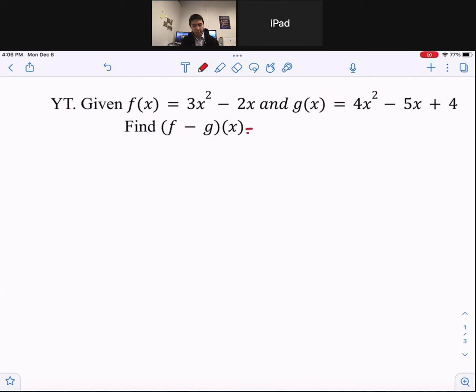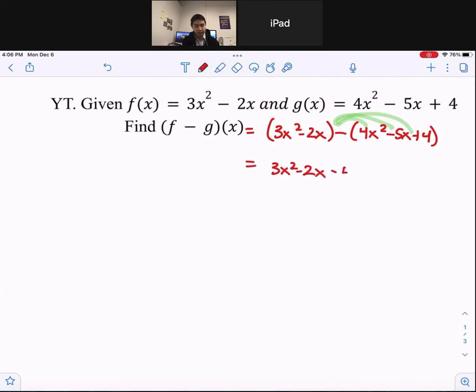Okay, so f function, 3x squared minus 2x, minus the g function, 4x squared minus 5x plus 4. So again, make sure you guys distribute this subtraction sign to all of those. So it's 3x squared minus 2x minus 4x squared plus 5x minus 4. And then you guys combine like terms.